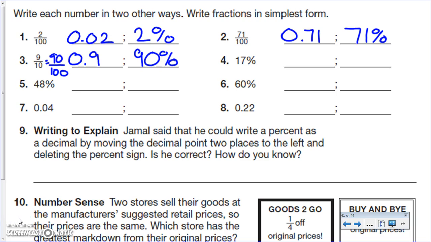For 4, we have 17%. We know percent is out of per 100, so to write that as a decimal, we just bring the decimal from the end of the number and move it in 2 places, and we end up with 0.17, or 17/100. Then we can go directly from the decimal to the fraction, which is also 17/100, and it cannot be simplified.